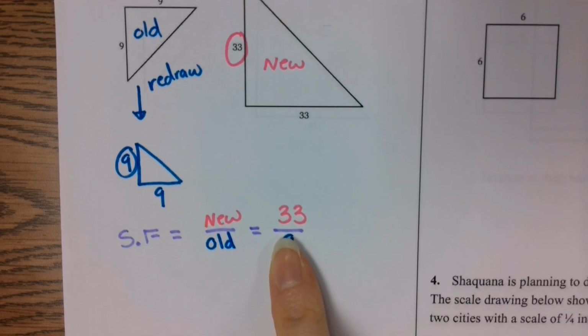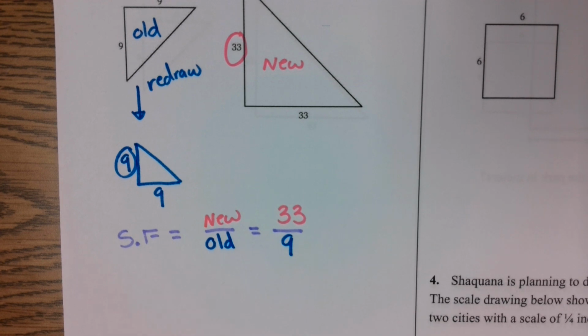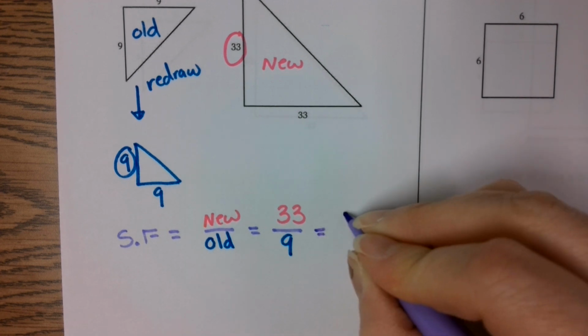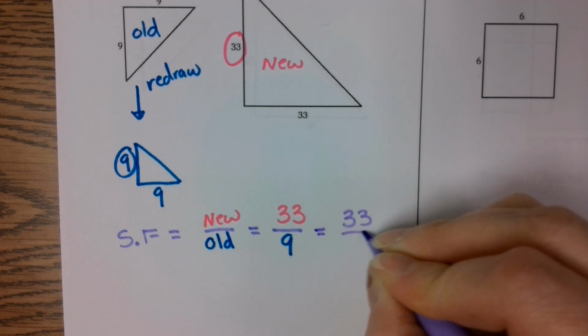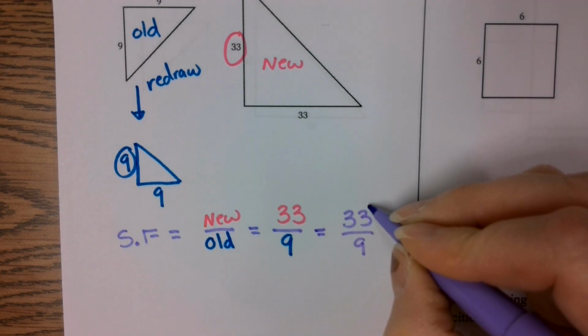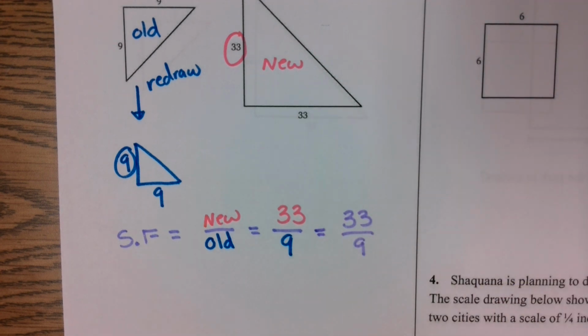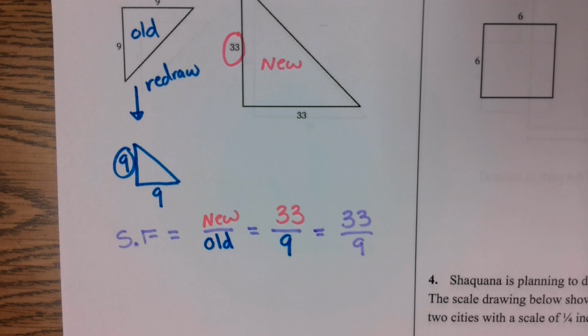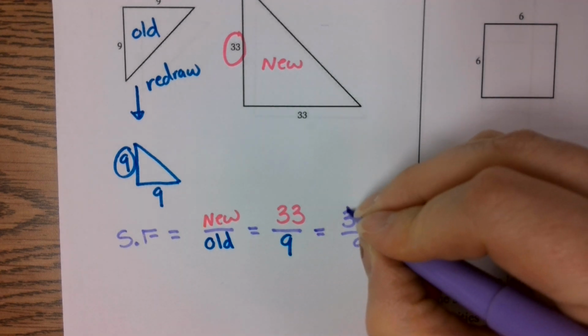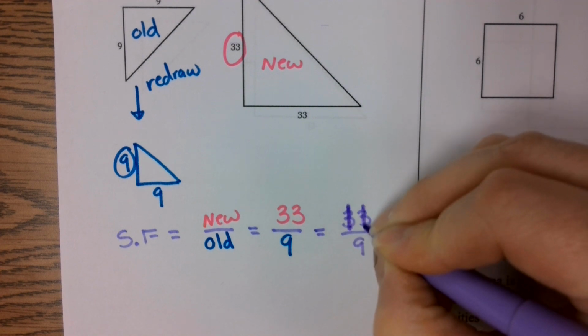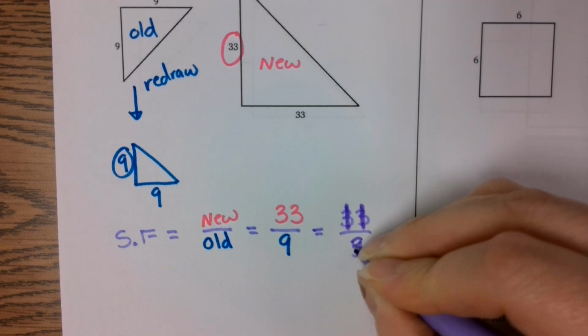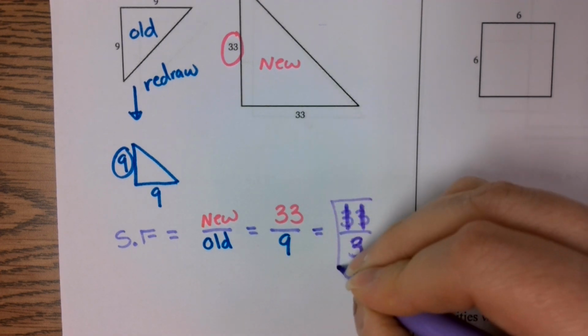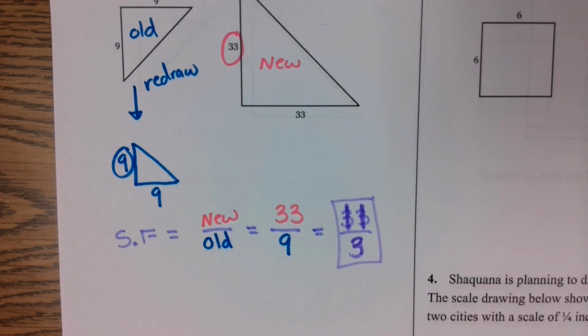And then I simplify. Well, 33 over 9 cannot be simplified. That's as simplified as it's going to get. So there's my final answer. No, that can be simplified. They're both divisible by 3. Sorry, they're both divisible by 3. This is going to come out to 11 over 3. Okay? Any questions so far?